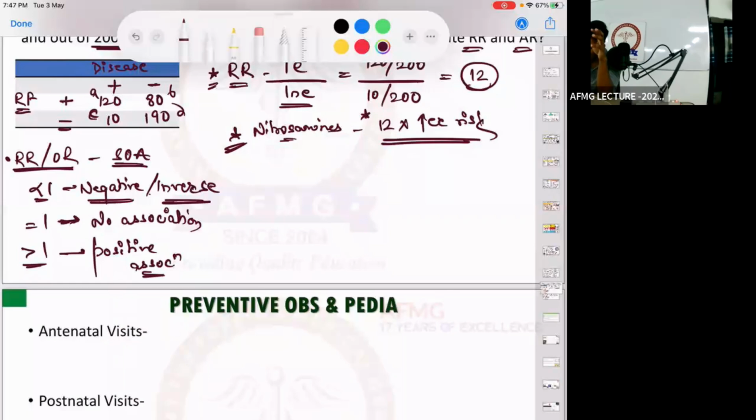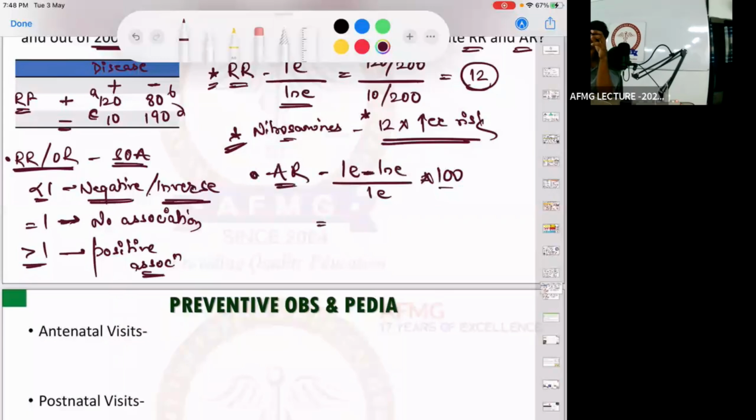No issues with this. They also asked you to calculate attributable risk. What is the formula of attributable risk? Incidence in exposed minus incidence in non-exposed, upon incidence in exposed, into 100. Okay, so here it is a proportion. It's into 100 because we will calculate the percentage.